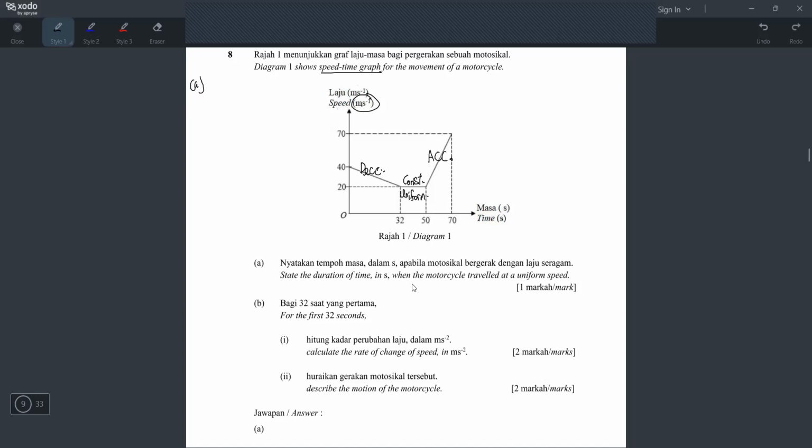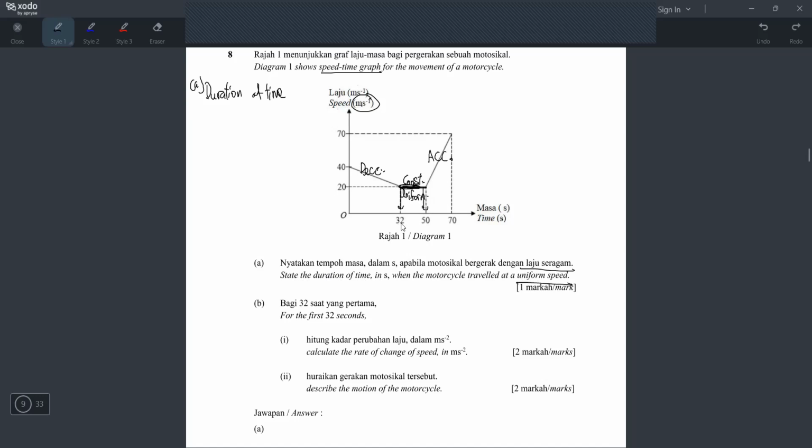State the duration of time in second when the motorcycle travels at a uniform speed. So I want to find duration of time, but I only want duration of time jangka masa yang motorcycle bergerak dengan laju seragam, uniform speed. So which line yang motorcycle move with kelajuan seragam? This one, right? But your answer is not 20, please. I want to find the time, the masa. So you kena baca x-axis. Kalau you nak cari speed, then 20 meter per second lah. Tapi saya nak cari time, so 32 dengan 50.